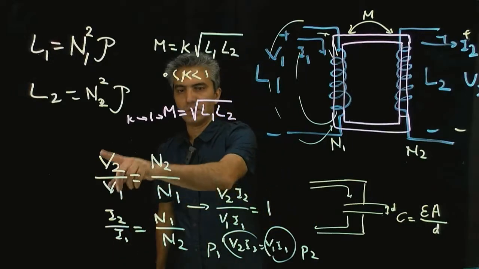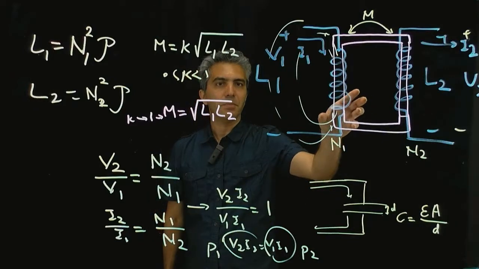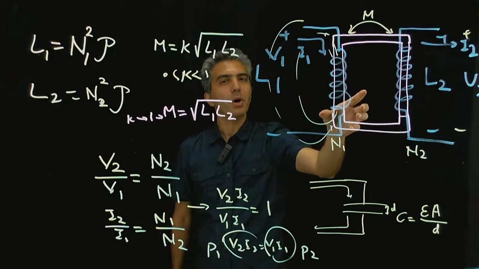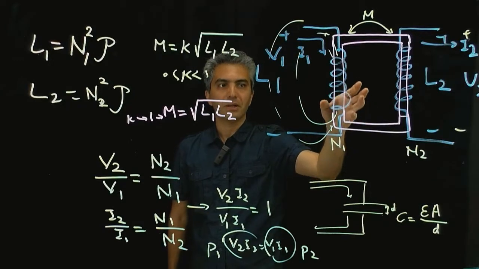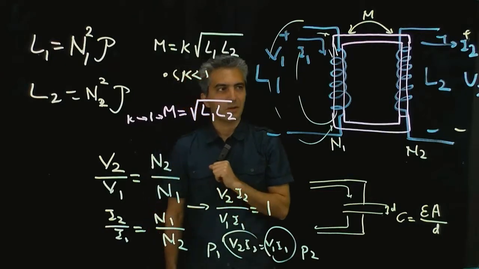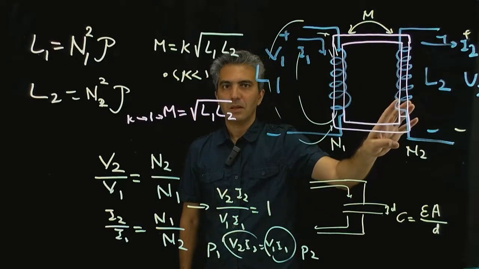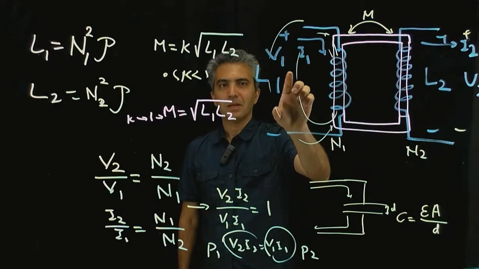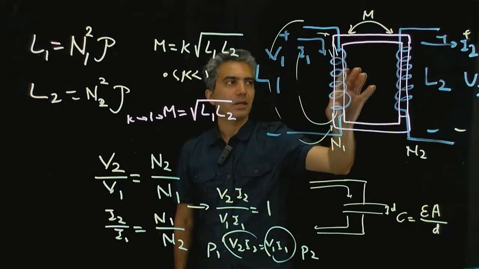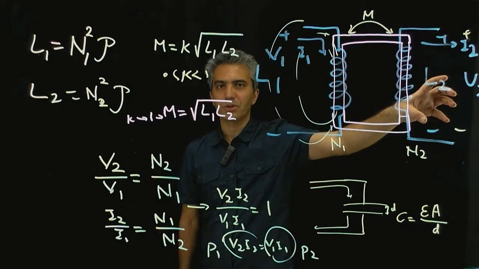So the discussion that we had ended up giving us a new component, called a transformer. And with the transformer, you can do something interesting if you notice. You can play with these numbers of turns and get into a situation where, when you apply a voltage, you can amplify that voltage on the other end.